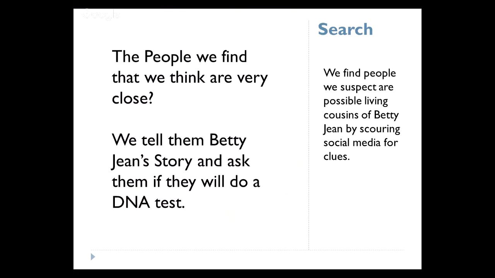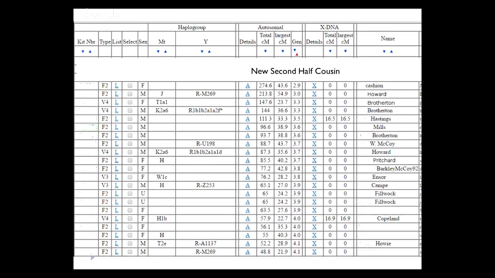So, do we think that the people we find are very close? Well, we tell them about Betty Jean's story, and we ask them to do DNA tests. Once we find these people that we think, guessing at pictures, looking at city directories, looking through genealogies and Facebook and other social media, we start asking people if they'll do a DNA test. And fortunately for Betty Jean, we found people who would. So the very first thing we did, we found a new second half cousin of the people that we asked to test.